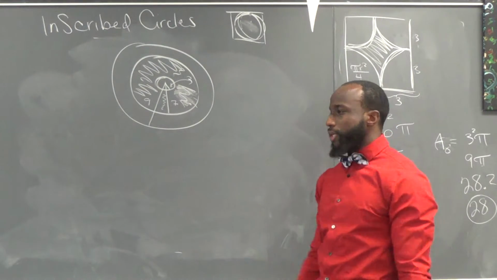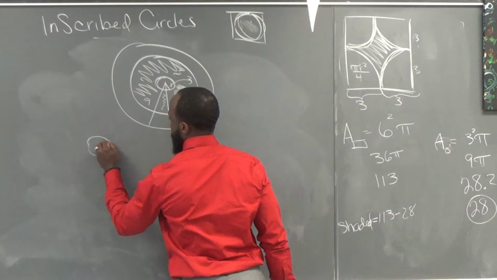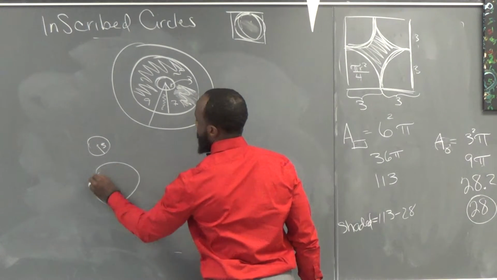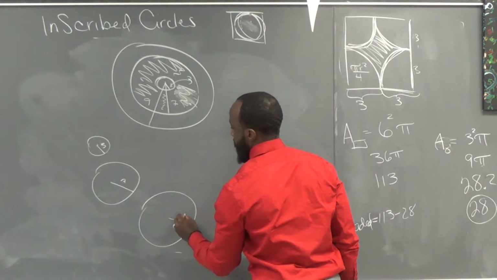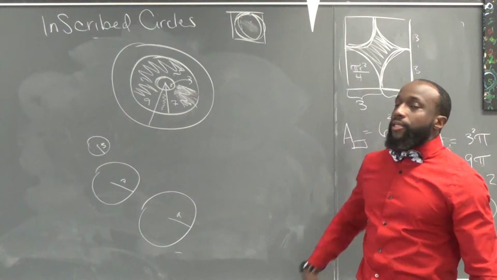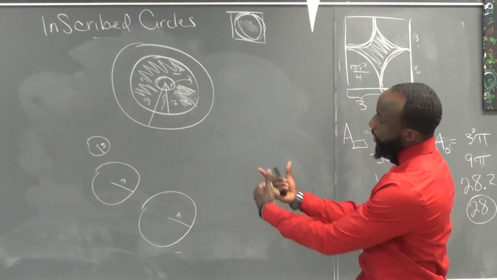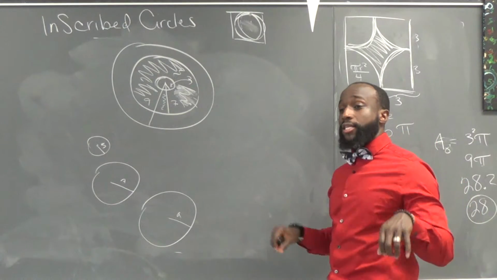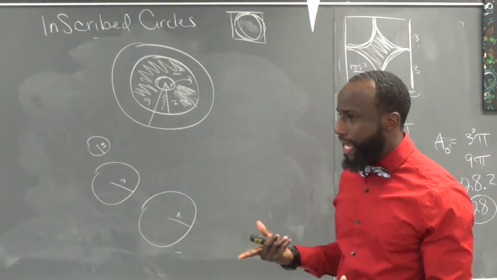What do you have here? 3 circles. We got a little circle, a baby bear with a radius of 3. We got a mama bear with a radius of 7, and we got a papa bear with a radius of 9. Now, the question says to find the area of the shaded part. So of these 3 circles, somebody can be excluded. Who could you exclude?